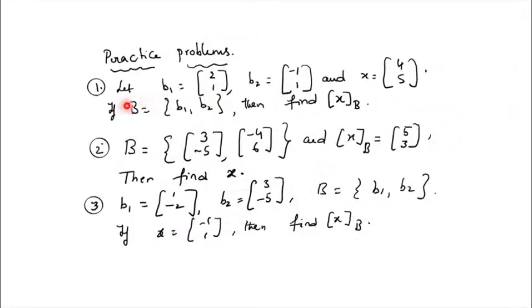Here are some practice problems. In the first problem, vectors b1, b2 are given, that is basis vectors, and x is given. Then find the coordinate vector of x with respect to basis b. In the same way, in the second also basis is given and the coordinate vector is given. You have to find the vector x. And in the third one again, basis is given, a vector x is given, then find the coordinate vector of x.